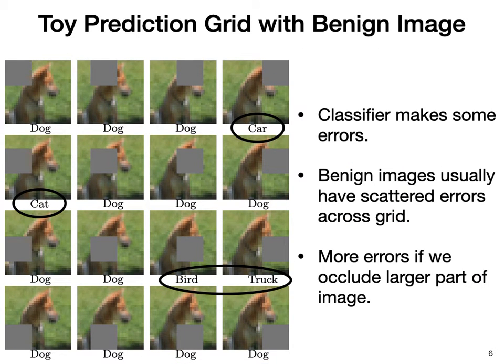Let's look again at this example prediction grid, but with the original benign image. The underlying model that we're defending sometimes makes errors, particularly when we occlude pixels. For benign images, we see scattered errors across the prediction grid, sometimes individually, sometimes in clusters, but usually small ones.